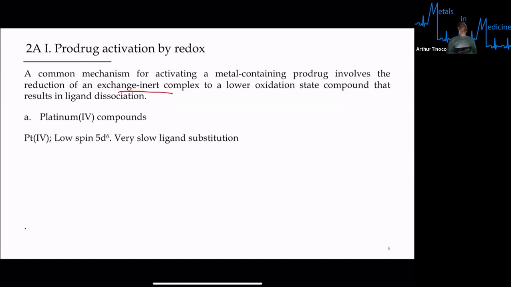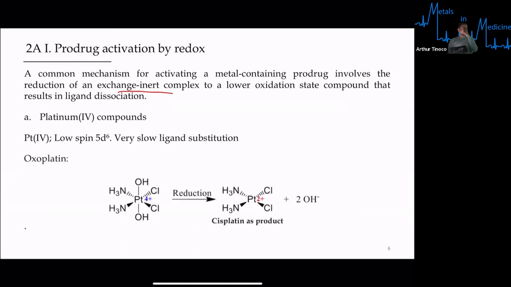So platinum-4, we're talking about low spin d6, and we had already mentioned how platinum-2, d8, is ligand exchange inert. So is platinum-4, and very slow at ligand substitution. But here, what we're trying to take advantage of is how by changing the oxidation state of the metal, you change the coordination chemistry of it.